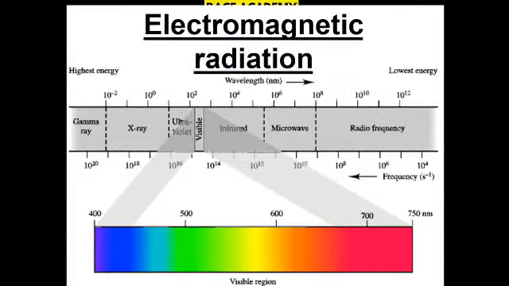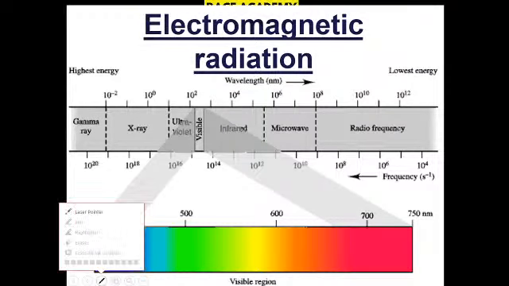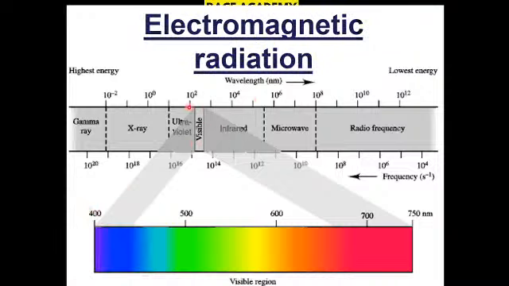So that is what electromagnetic radiation is, from highest energy to lowest energy. A range is shown here: gamma rays, X-rays, ultraviolet rays. Visible is a very small portion. You can observe here this ultraviolet radiation. This is the visible region.